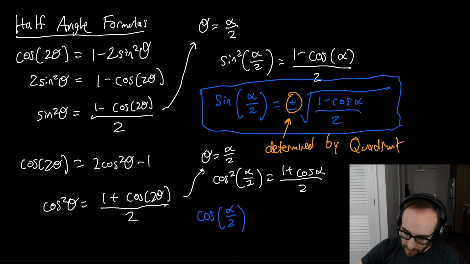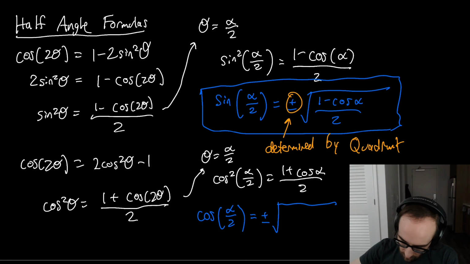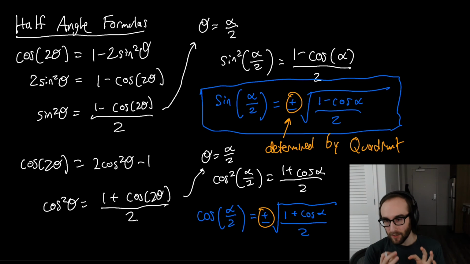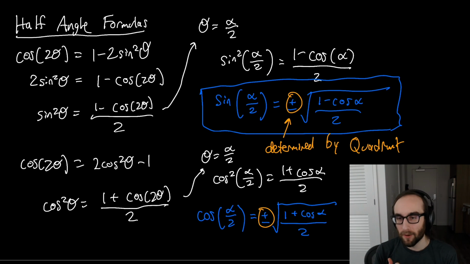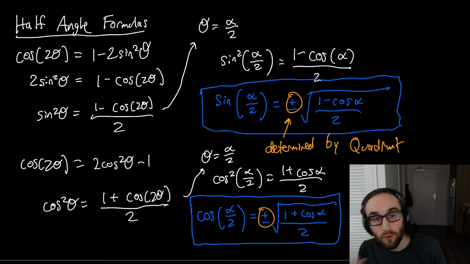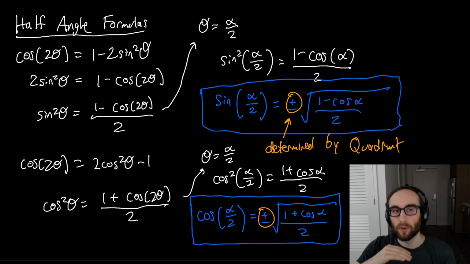This is our cosine half angle formula, is equal to plus or minus square root of 1 plus cosine of alpha, all over 2. Okay, great. And just like with our sine half angle, the positive or negative sign is determined by the quadrant that we're in. So that's how we can find our half angle formulas. Okay, cool. So in this video, we just introduced our double angle formulas, half angle formulas, and showed where they came from using what we've learned previously in this unit.